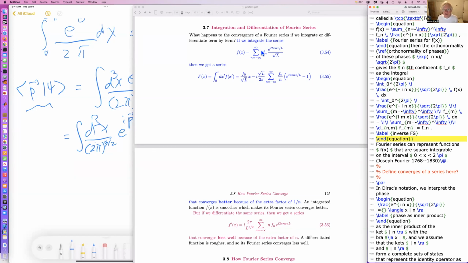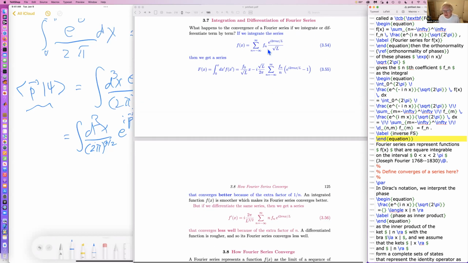Differentiation and integration of Fourier series. If you integrate a Fourier series, you get something that's more convergent. The reason is that when you integrate, you get a factor of 1 over n. So the integral of e to the i 2 pi n x over L gives you a 1 over n, and that 1 over n makes the series converge better. If the interval is a long interval, you get a big number out in front, but the important thing is the 1 over n, and so the series converges better. On the other hand, if you differentiate this, you pull down a factor of n, and then the convergence becomes shakier and shakier.